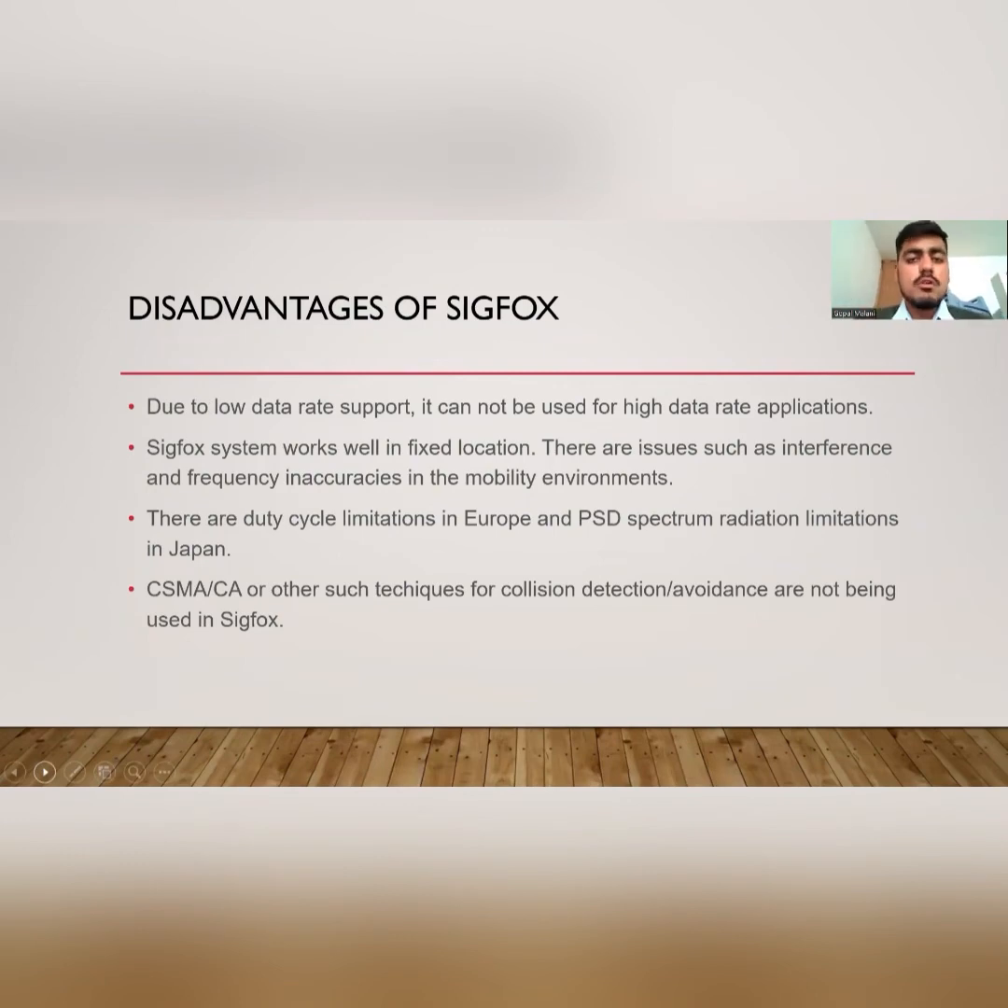The disadvantages of Sigfox: due to low data rate support, it cannot be used for high data rate applications. Sigfox system works well in fixed locations. There are issues such as interference and frequency inaccuracies in mobility environments. There are duty cycle limitations in Europe and spectrum radiation limitations in Japan. CSMA/CA or other such techniques of collision detection and avoidance are not being used in Sigfox.